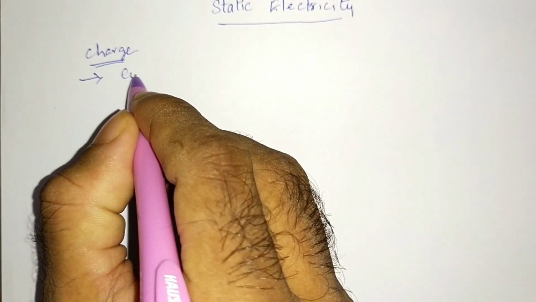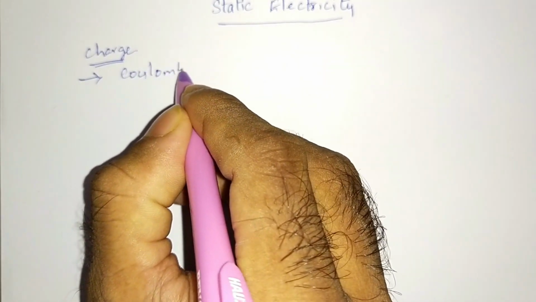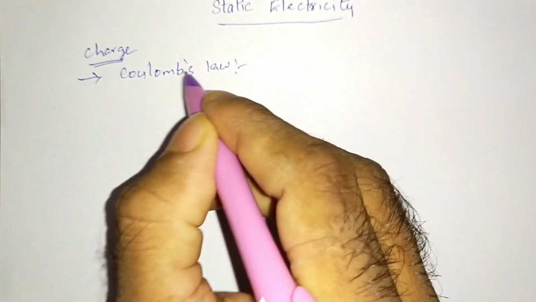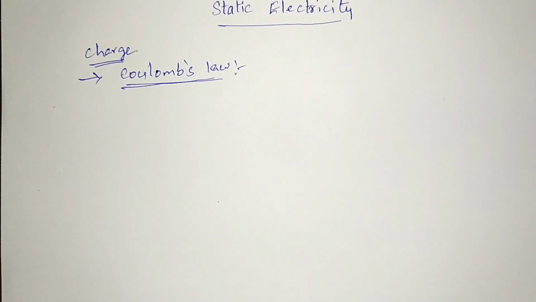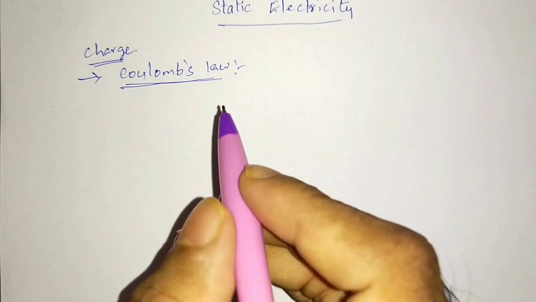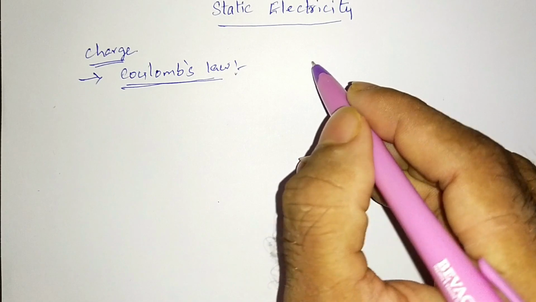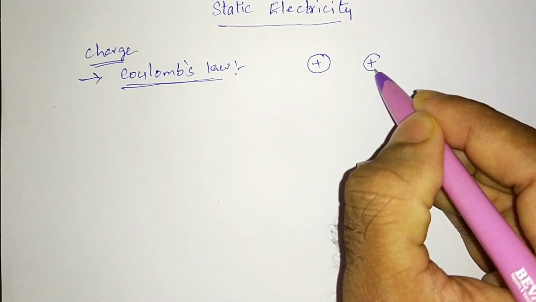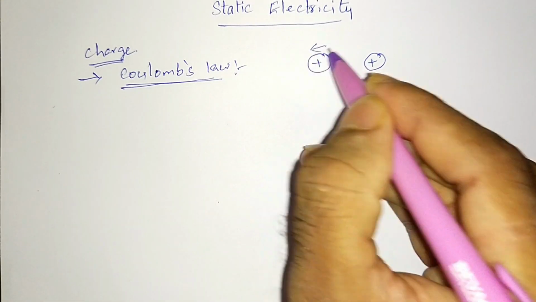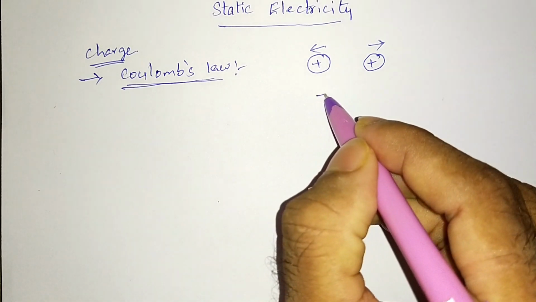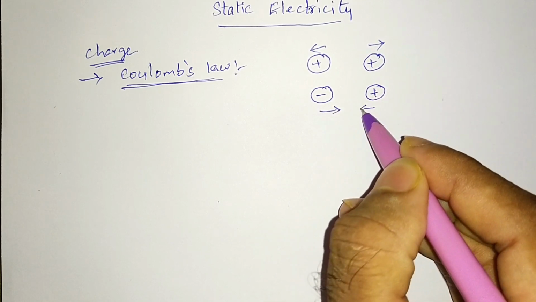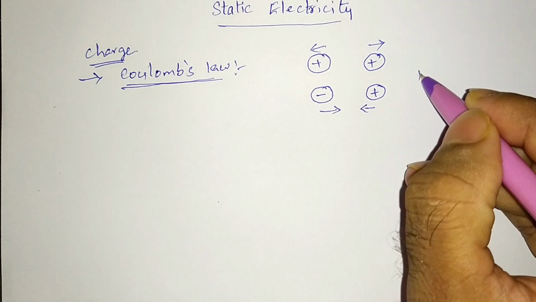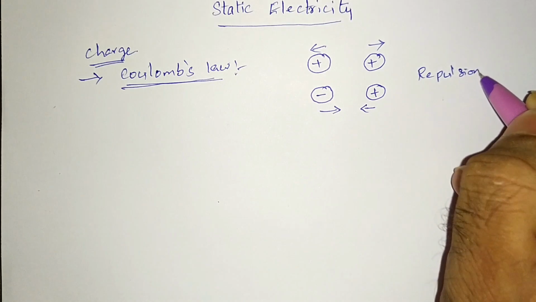Today we are going to discuss Coulomb's law. This is a very important topic in electrostatics, or static electricity. We learnt in our earlier classes that like charges repel each other and unlike charges attract each other. For example, two positive charges repel each other, while a positive charge and a negative charge attract. So here we are using the words repulsion and attraction.